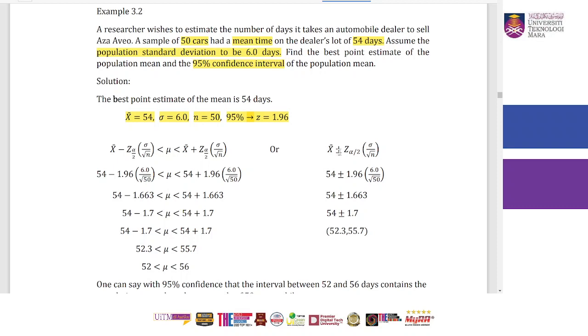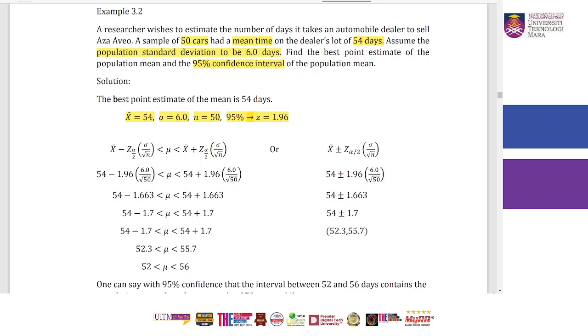Ataupun you boleh gunakan yang ni lah. So mana-mana satu yang bersesuaian. Okay, both can be used. Okay, so based on this one, you can see that you substitute the correct value into the formula, then you have the lower and upper limit of the confidence interval to be 52 and 56.